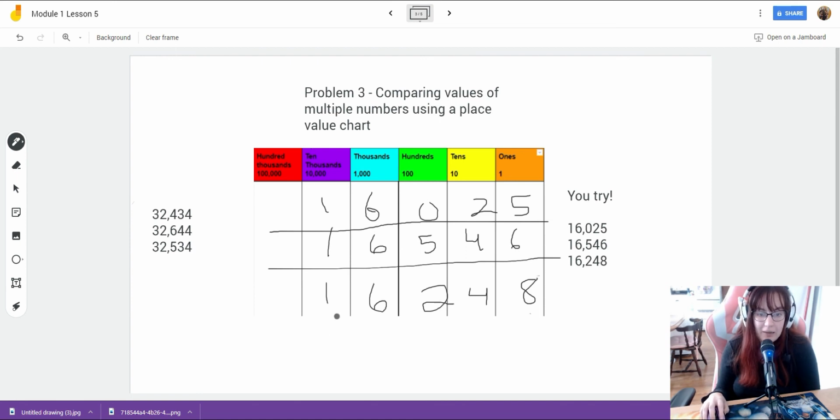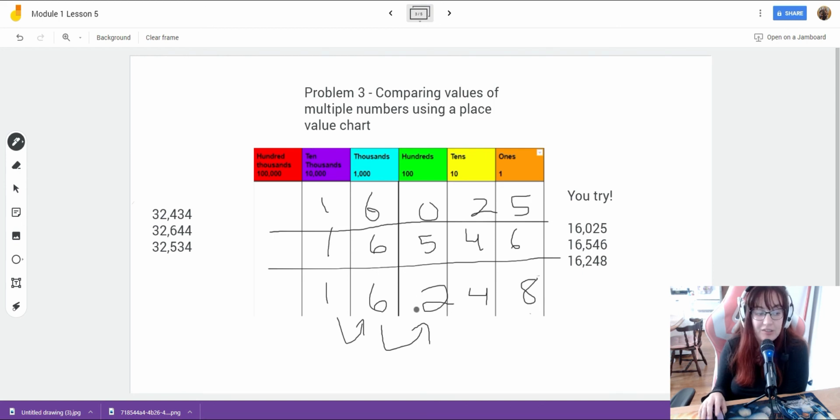To compare these three numbers, I'm going to start with looking at my 10,000 spots. They all have the same value in their 10,000 spots, so I'll move on to the next one. They all have the same value in their 1,000 spots, so I'll move on to the next place value, which leaves me at my hundreds. So we have 0 hundreds here, 5 hundreds here, and 2 hundreds here.